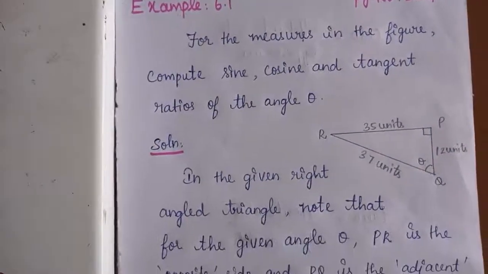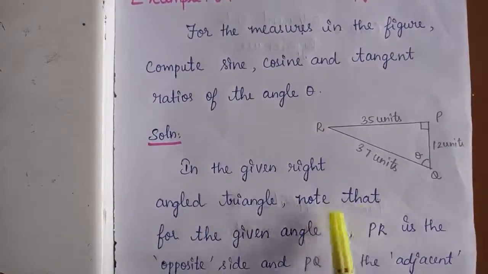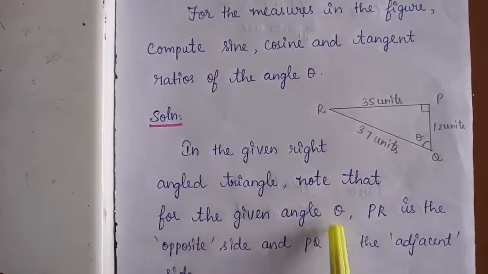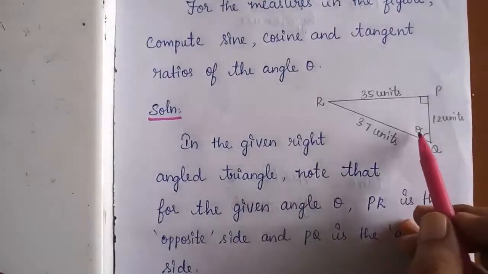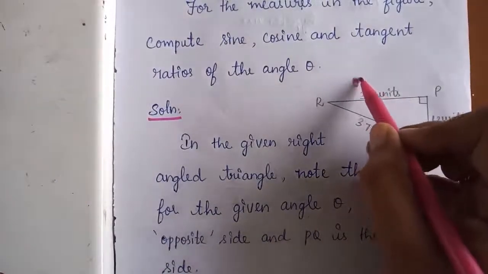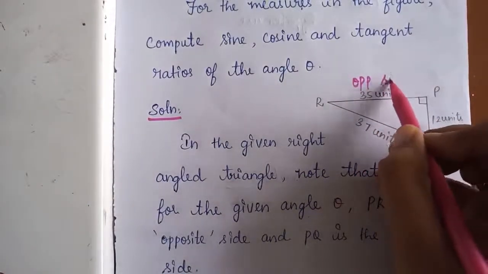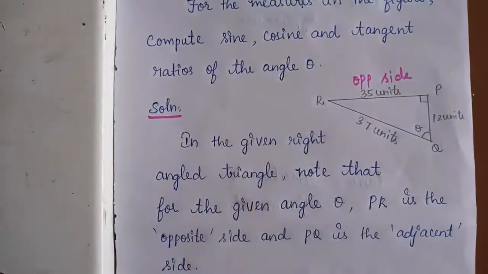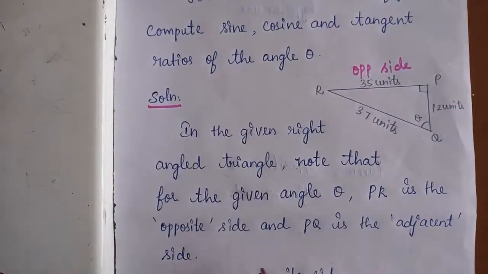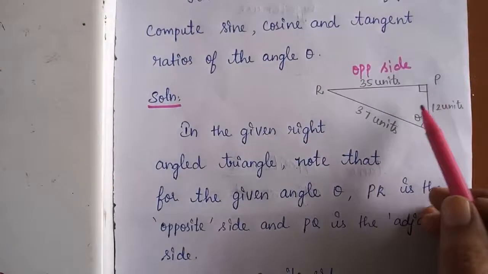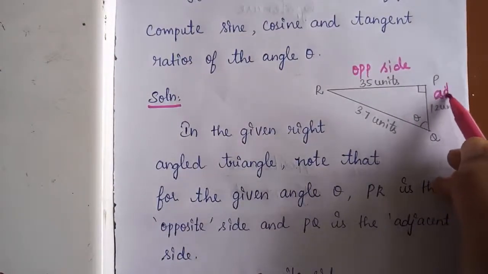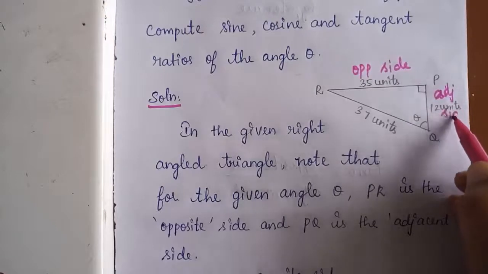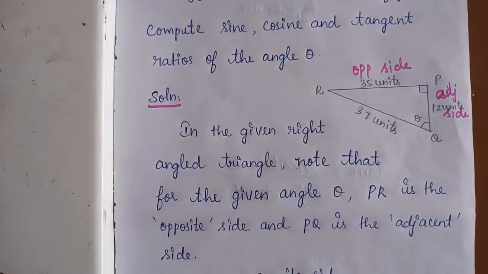So in the given right angled triangle, note that for the given angle theta, PR is opposite to theta. So this is the opposite side. Then PQ is the adjacent side to theta. So now we are going to find the trigonometric ratios.